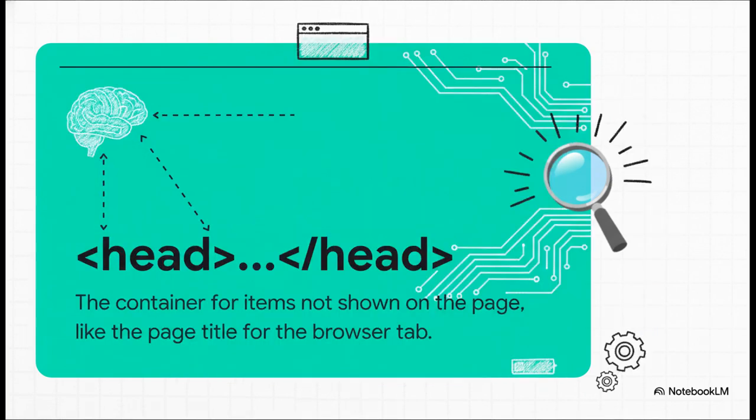So inside our big HTML box, we've got 2 main sections. The first one is the head. This is all the behind-the-scenes stuff. Nothing you put in here is actually visible on the page itself. It holds information for the browser, things like the little title of the page that you see up in the browser tab. It's kind of like the brain of the whole operation.